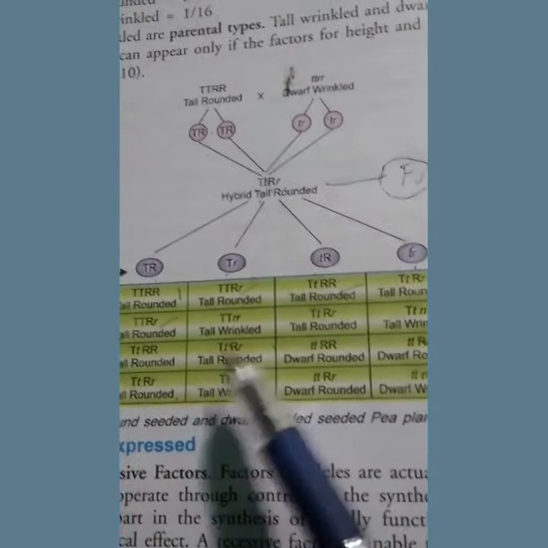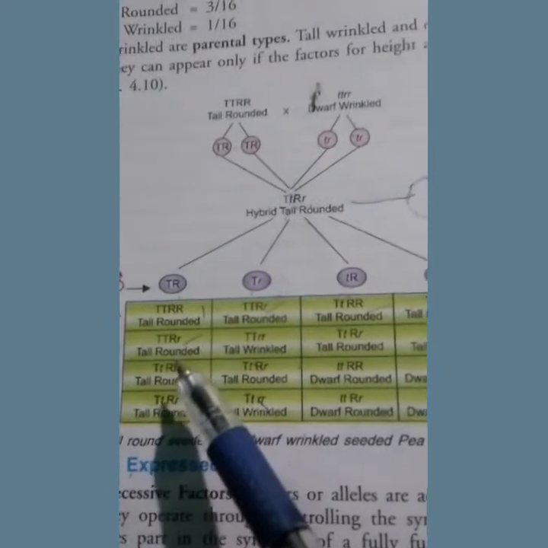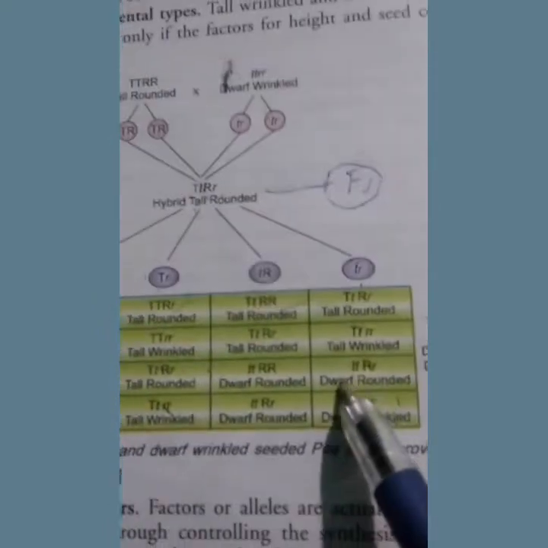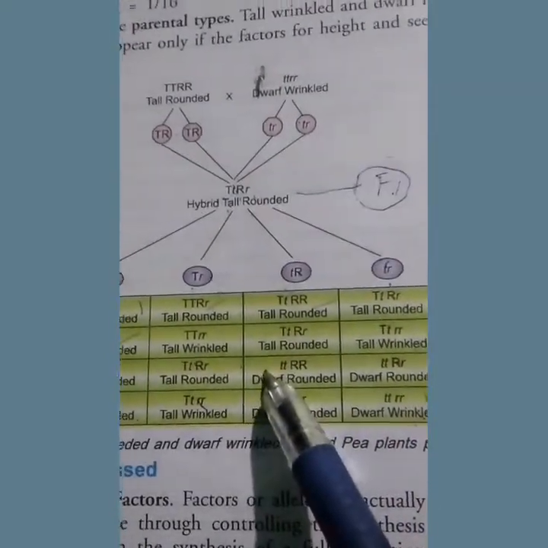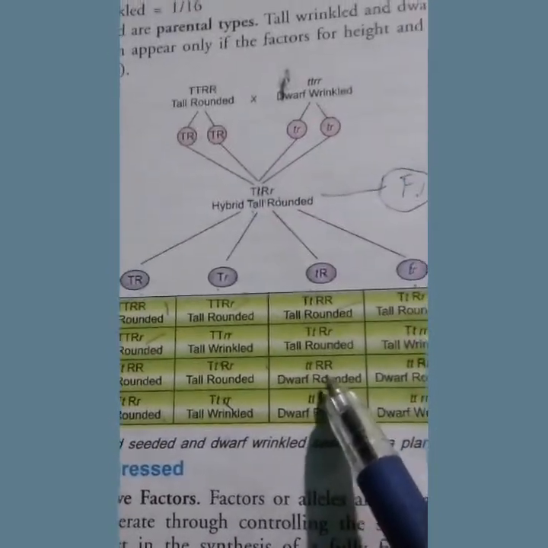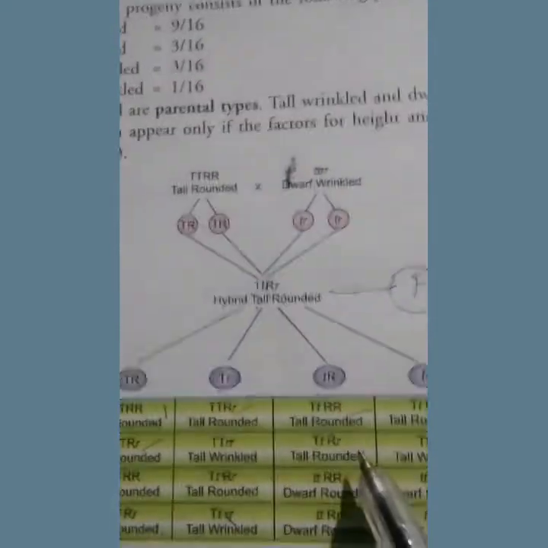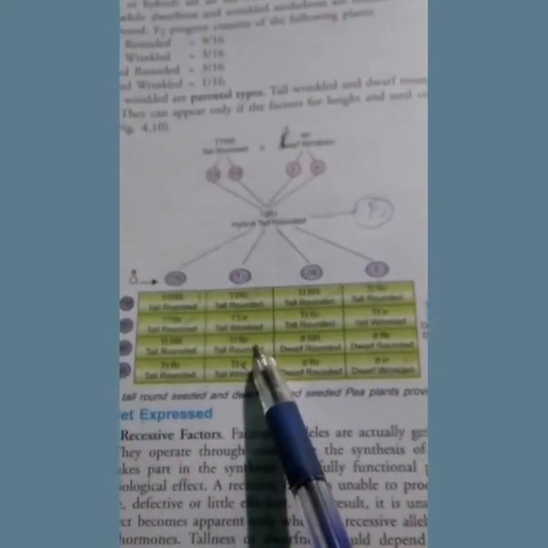So this process of making a hybrid with new recombination, you can see here the tall wrinkled and tall round, and where is dwarf round. This is the hybrid containing new recombinations of genes, and this law is called the law of independent assortment. So you have to read the definition of the law of independent assortment, and this flow chart you can take a screenshot of.